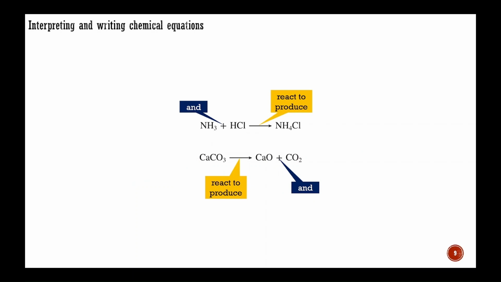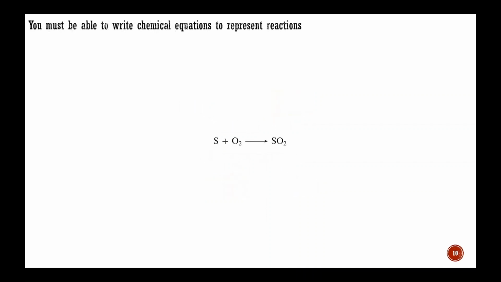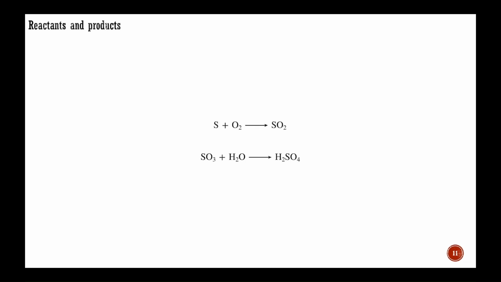react to produce. In addition to interpreting chemical equations, you must also be able to write chemical equations to represent reactions. For example, the equation for the process in which sulfur and oxygen react to produce sulfur dioxide is written as shown here. Similarly, we write the equation for the reaction of sulfur trioxide and water to produce sulfuric acid as presented below. Each chemical species that appears to the left of the arrow is called a reactant.